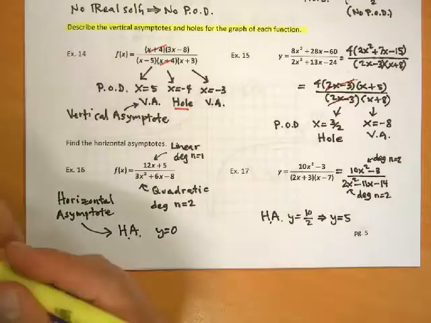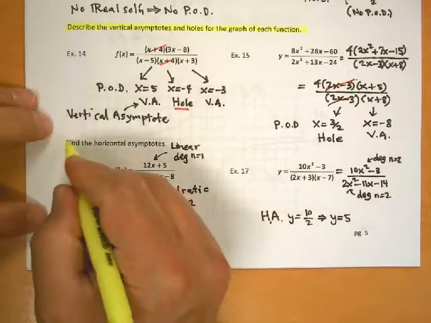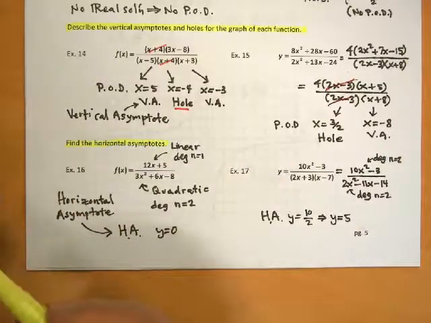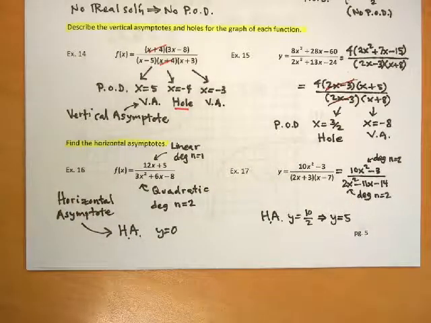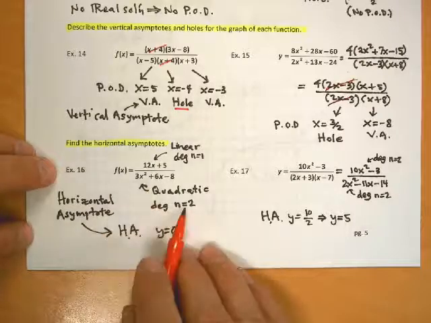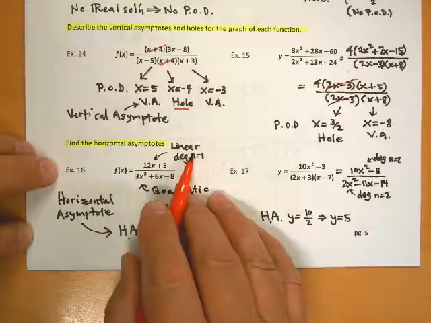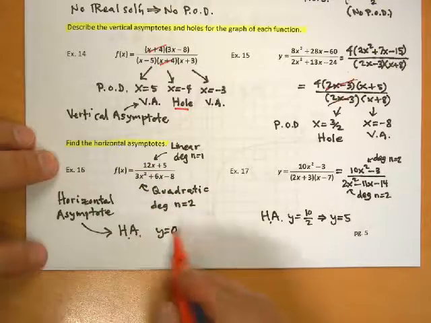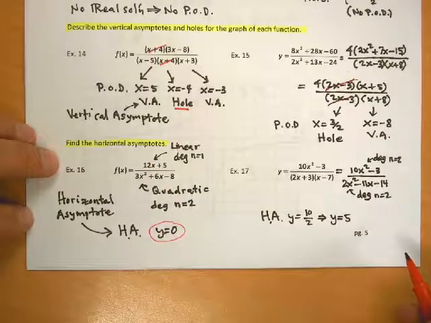Okay, the last 3 problems on this page are dealing with finding horizontal asymptotes. And there's 3 cases. I think I covered 2 of them here, and maybe the next one will be on the next page. I'm not sure. But if the degree of the bottom, this one's quadratic, is bigger than the degree of the top, or you could say that the degree of the top is less than the degree of the bottom, then you always get y equals 0 for your horizontal asymptote.